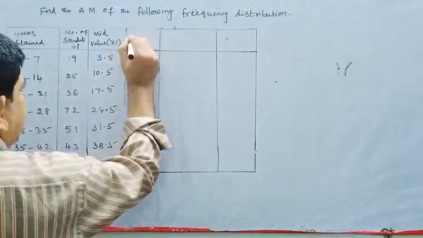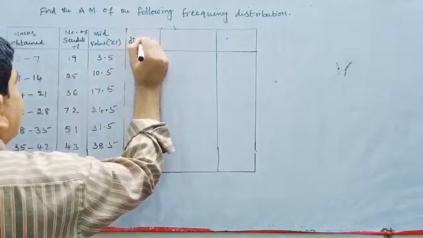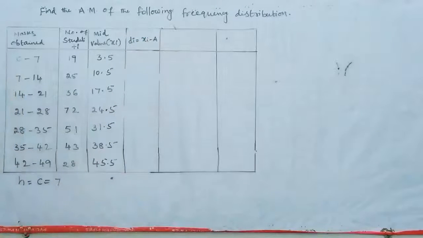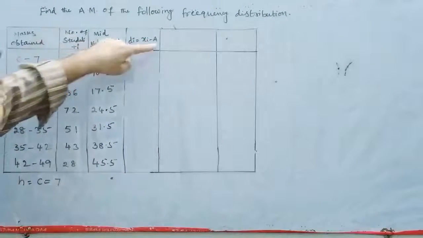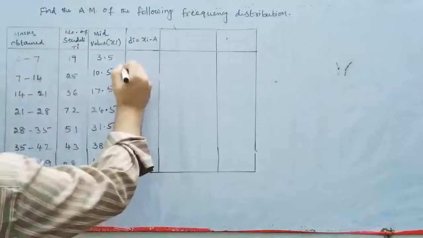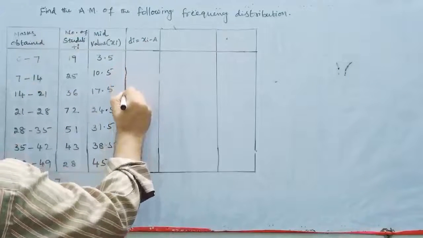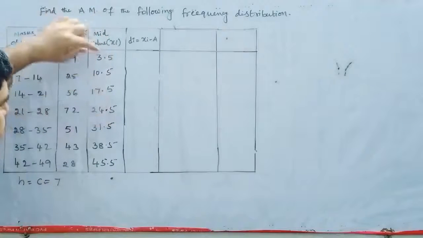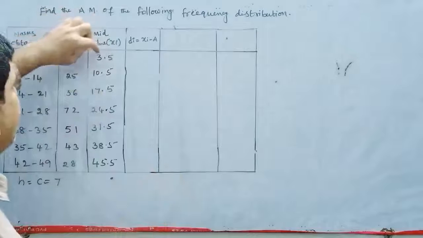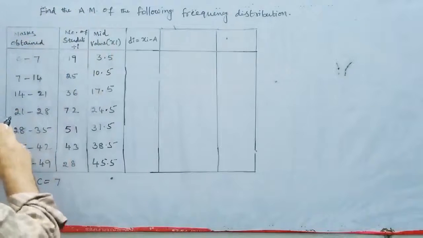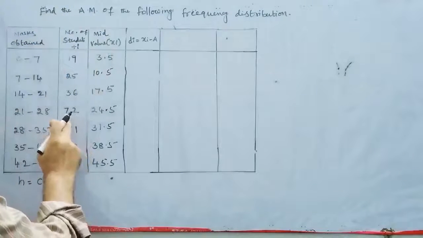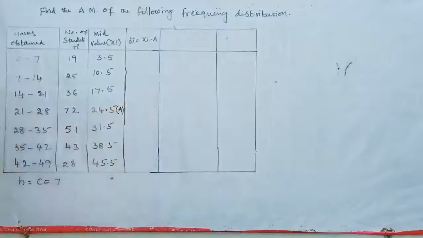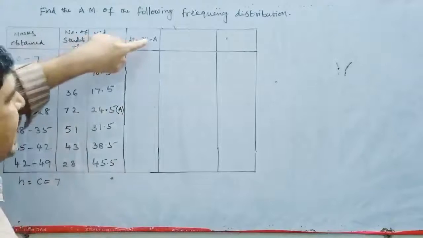Next one, deviation, that is nothing but di. di is equal to xi minus a. xi is mid value, a is assumed mean. What is assumed mean? We have to assume it from the given mid values. Generally we take the value which is opposite to the highest frequency as a.